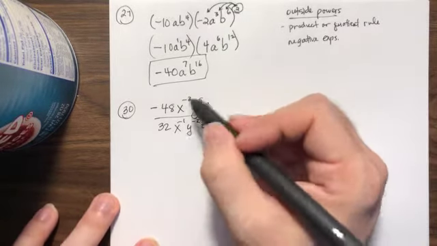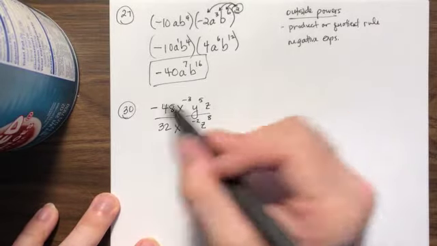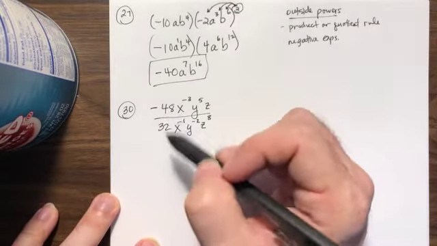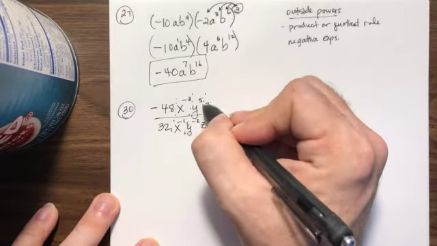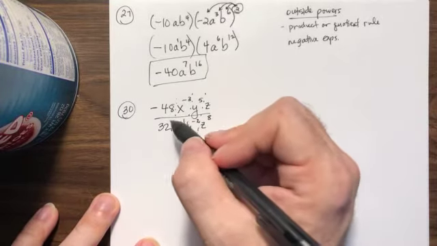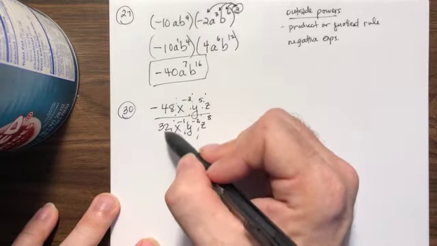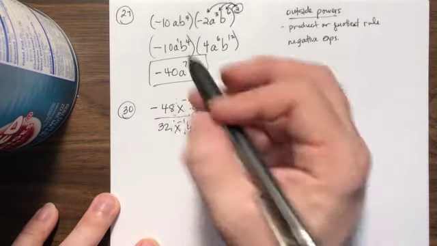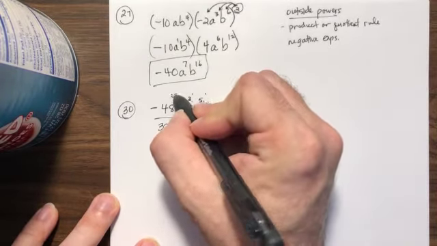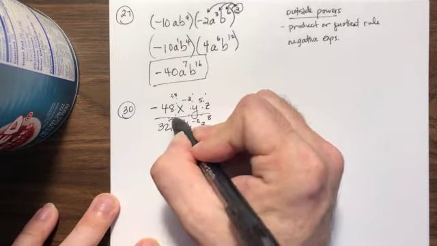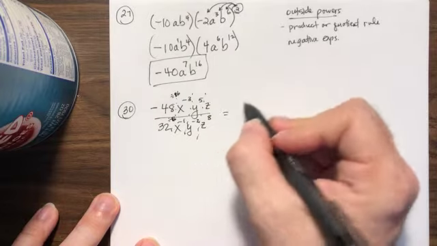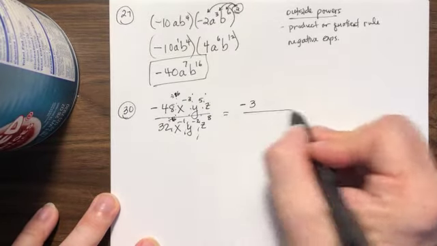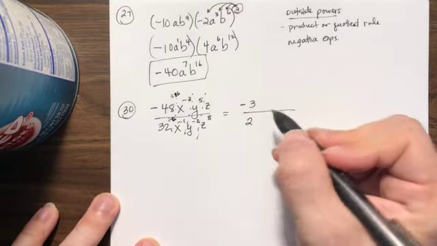Okay, so here we have a quotient rule, no outside power. If I dealt with the quotient rule right now, I would separate these out into their different parts. So negative 48 over 32. 32 doesn't go evenly, but I can divide by 8, I think. Actually, can I divide by 16 to reduce this? So negative 3, and then 32 divided by 16 is 2.